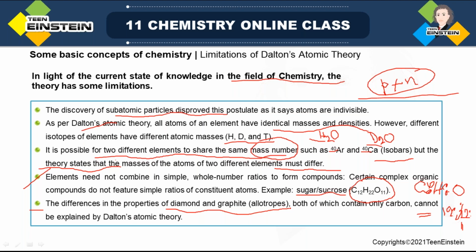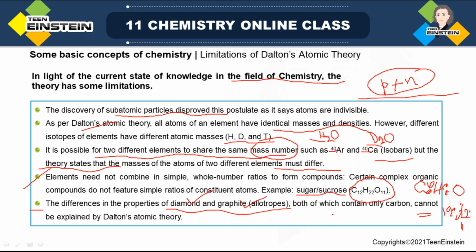Allotropes are basically different physical forms of the same element, and their chemical properties and physical properties are also different, but actually they are the same element. So whether you consider diamond or graphite, in both cases it is carbon, atomic number 6. According to Dalton's theory, the properties of diamond and graphite should not be different, they should be the same, because after all they are the same element. But for allotropes, it is observed that their properties, whether chemical or physical, are different.